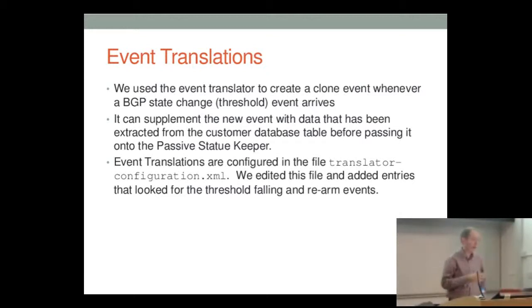So we now have the event translator, which, with this and the passive status keeper, were the two hardest things, I think, to get working. So a bit of hair pulling, but we got there in the end.